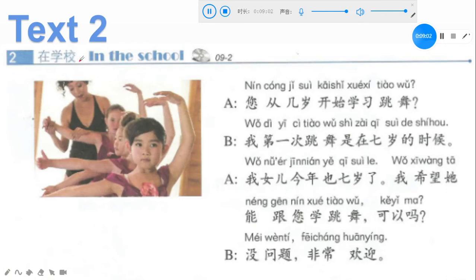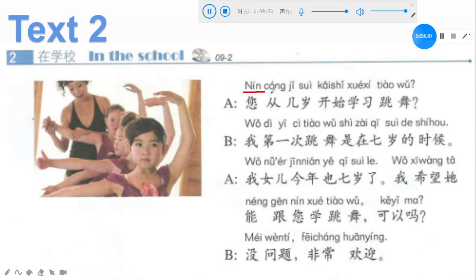And this situation happens in the school. And the picture shows a lady with a bunch of kids, and probably they are having the dancing class. So we can assume this lady here is a teacher, and all these kids, they are the students. Okay, the first sentence. A. 您从几岁开始学习跳舞？您, a respectful way to say you.